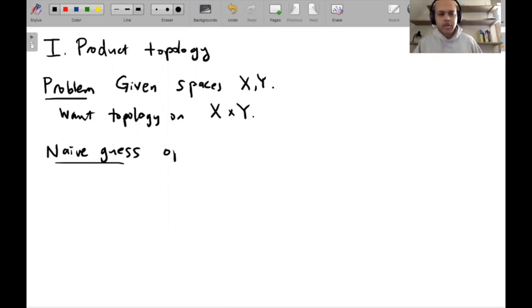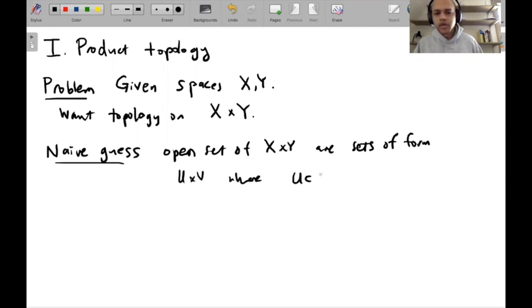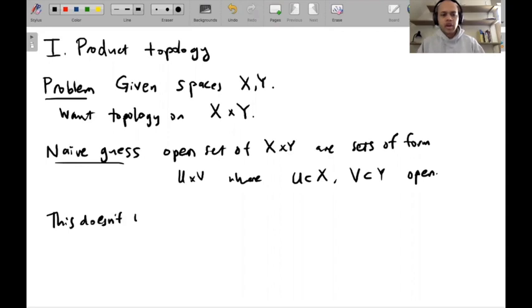So open sets of X times Y are sets of the form U times V, where U is open in X and V is open in Y. So this is a very reasonable guess, but it's wrong. So this doesn't work. It doesn't satisfy the axioms of a topology.